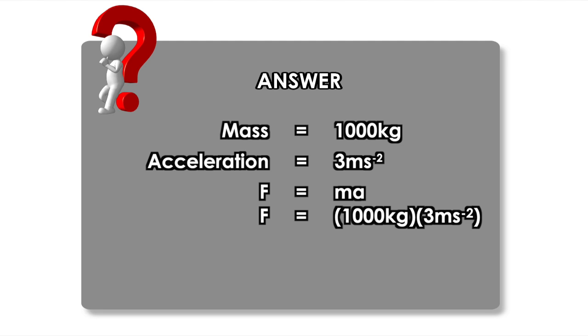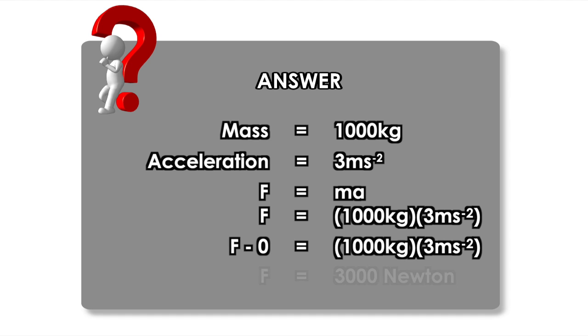Since the object is on a smooth surface, there is no friction force, which means the opposing force is 0. So, the value of the force when the object is on a smooth surface is 3000 Newton.